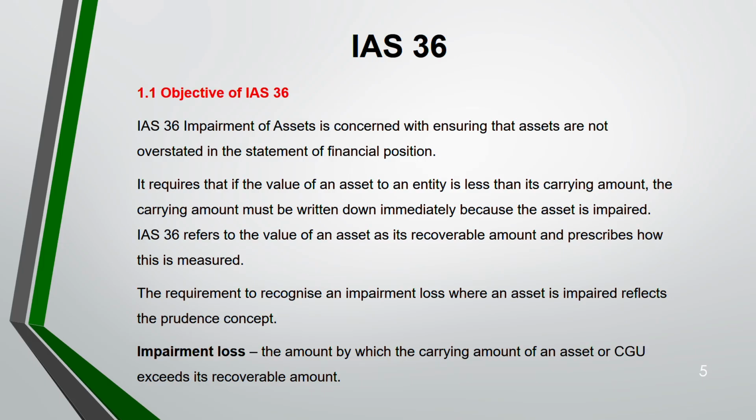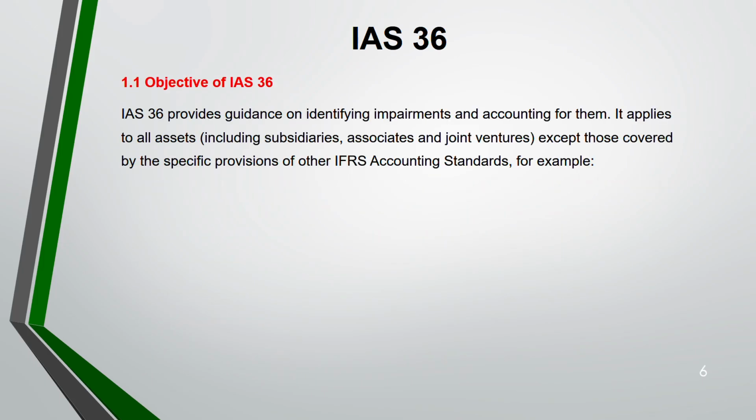Now, IAS 36 is providing guidance on identifying impairment and accounting for them. Remember, before you start accounting or measuring your impairment, you first have to identify whether impairment has actually taken place or not. If your asset has impaired, good, carry on with the rules of IAS 36, measure it. But if it's not impaired, you don't have to go further. And this applies to all your assets, also including your subsidiaries, associates, and joint ventures, which we are going to cover under group accounting.